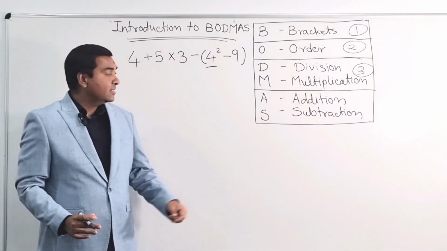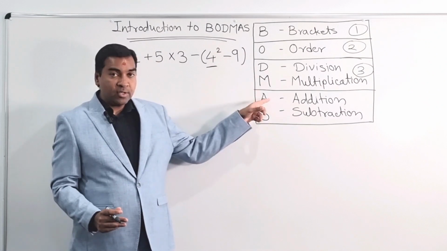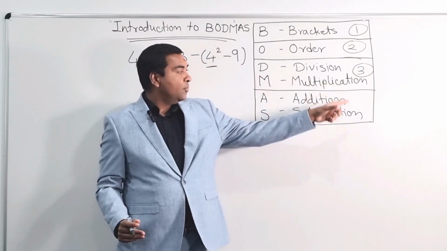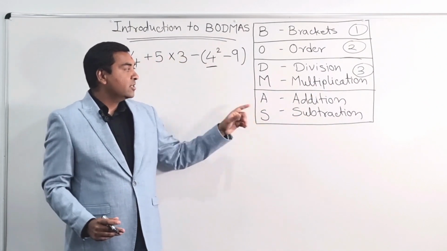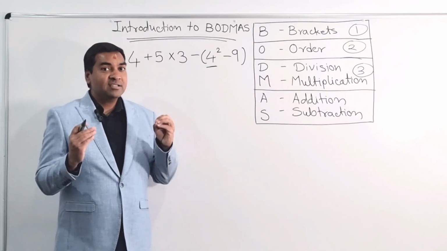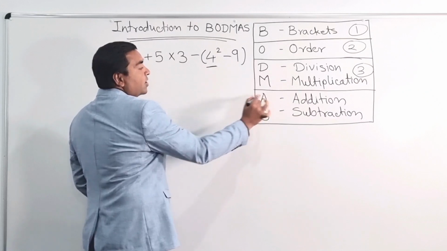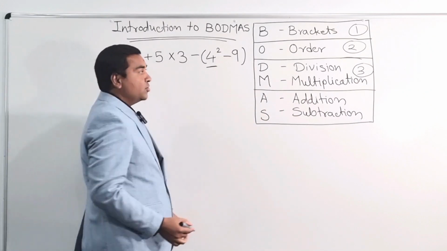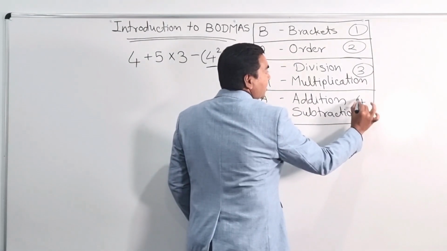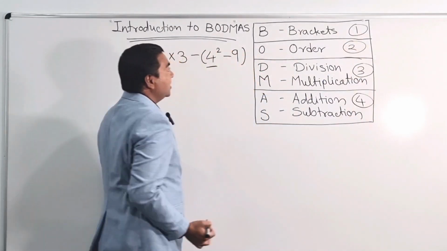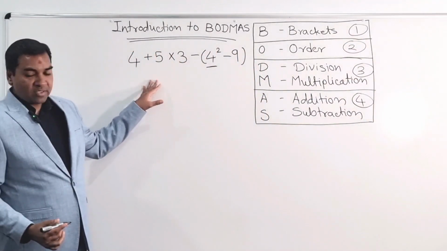And the last is addition and subtraction. As you can see, I made one box only. So addition and subtraction also have equal priority. From left to right, whatever comes first, that's what we are going to do. So that is our priority number 4. Once our priority is set, let's do this question, guys.